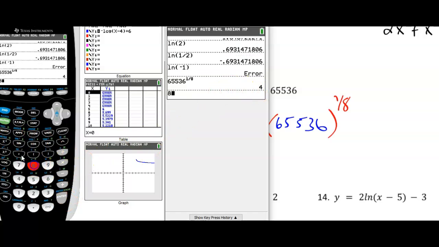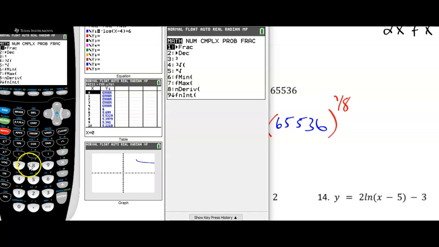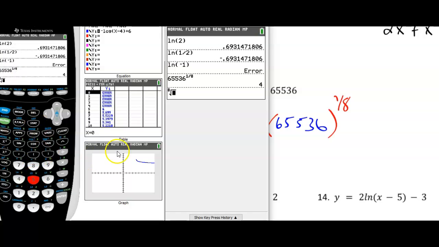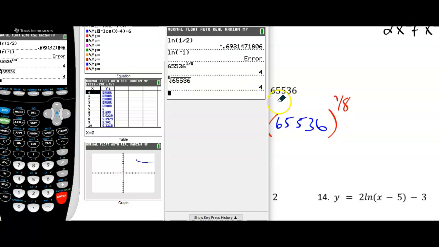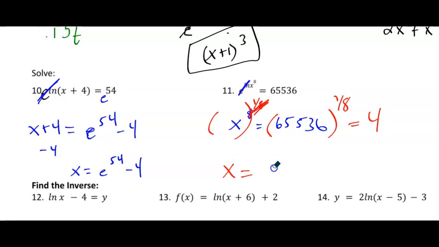If you want to know how to do the 8th root, press 8, then math, and then come up here to option 5. Then there you go, you have the 8th root, and then you would just put it in. If you get stuck right here, just replay it. You'll see how I did that, but the answer is 4. Okay, x is 4.